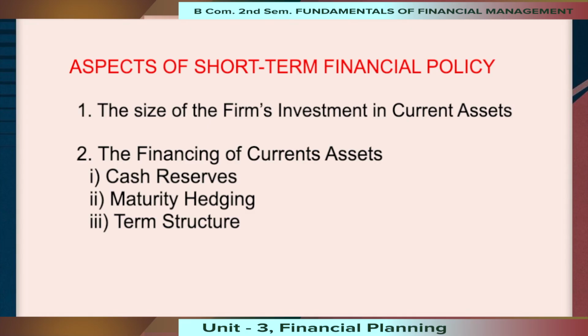A flexible or accommodative short-term financial policy would maintain a high ratio of current assets to sales. A restrictive short-term financial policy would entail a low ratio of current assets to sales. The second one is the financing of current assets.